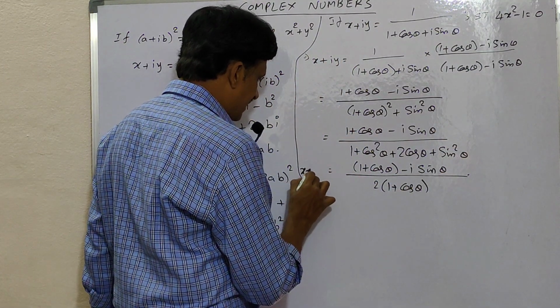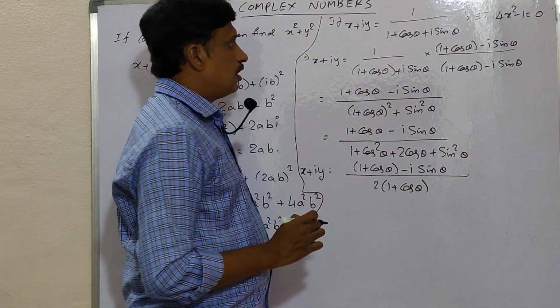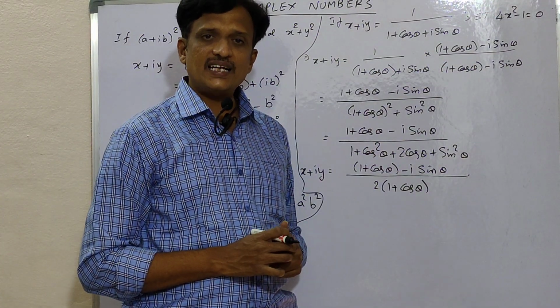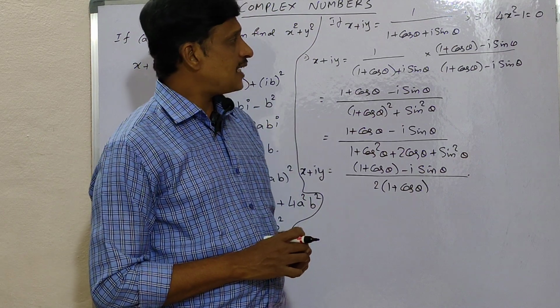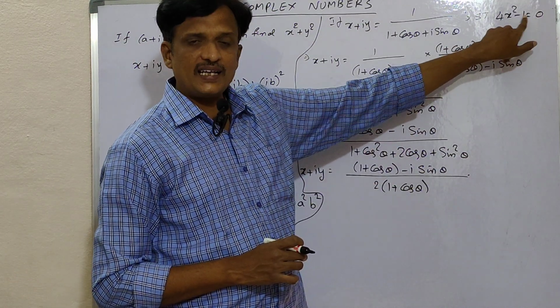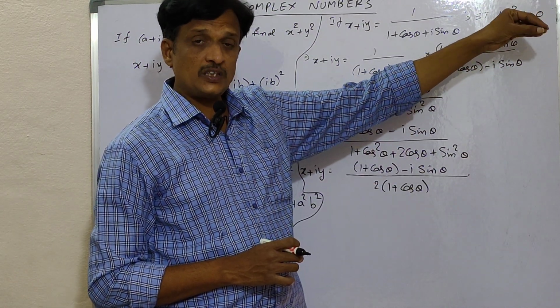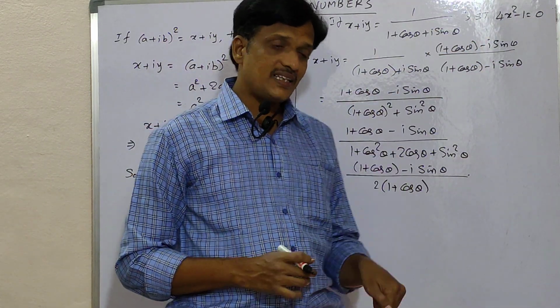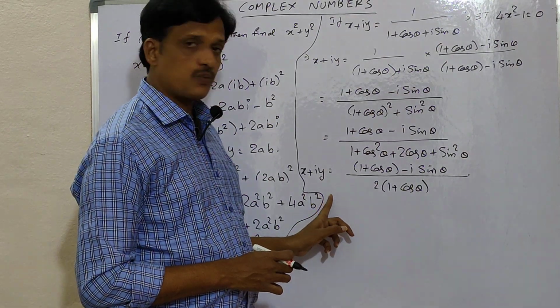This is x plus iy. Now the required one is 4x square minus 1 equal to 0 is the required result. Okay, just observe this one. 4x square equal to 1, x square equal to 1 by 4. This is possible only when x is equal to plus or minus 1 by 2. So we need to get the value of x, that is plus or minus 1 by 2.